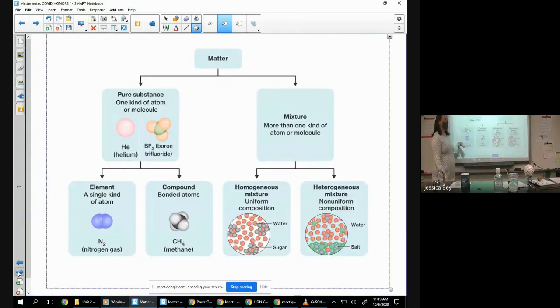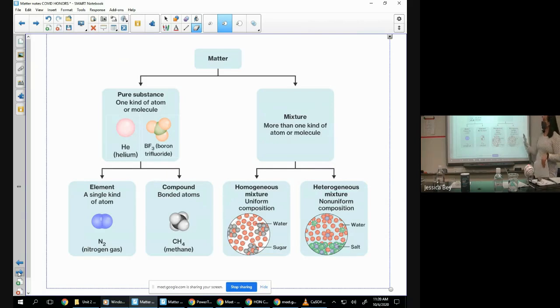Here's just another graphic organizer. So again, helium is a pure substance, or nitrogen is a pure substance, and they're considered elements. Compounds are also considered pure substances, and those are when your things are touching or combined in your boxes. And then in mixtures, you have things together. If it is nice and uniform and even, it is homogeneous. And if you can see the different pieces and parts, it's heterogeneous.